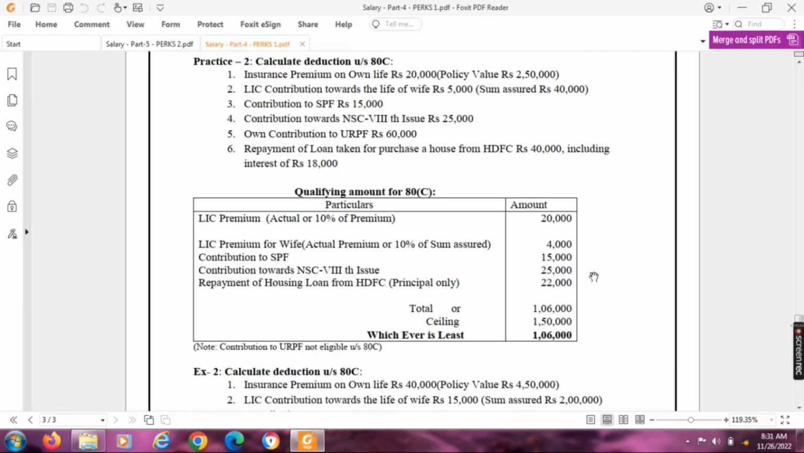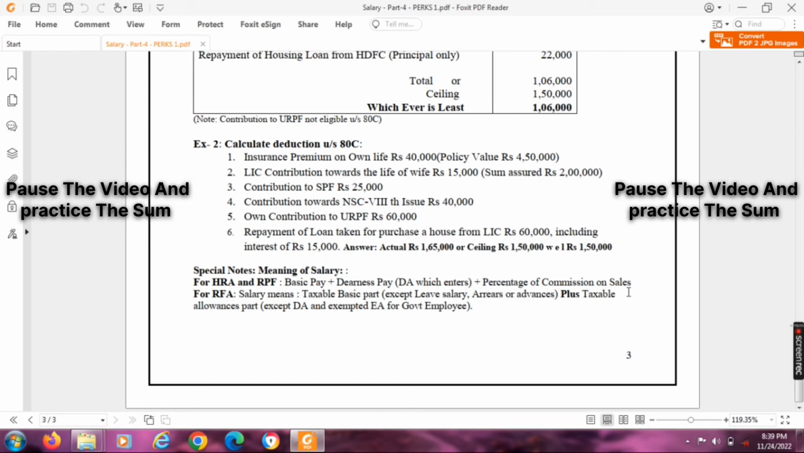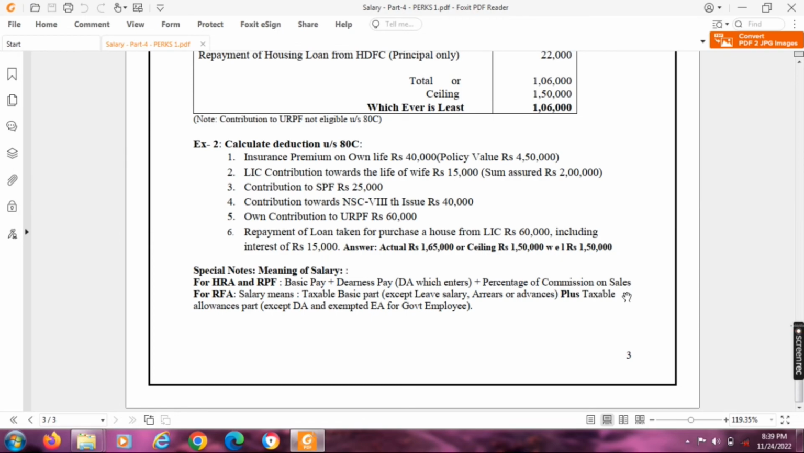Note, contribution to unrecognized provident fund is not eligible under section 80C. In the same pattern, you can practice exercise 2. Special notes. Meaning of salary. It is an important concept in salary. For HRA and RPF, basic pay plus dearness pay, DA which is called dearness pay, plus percentage of commission on sales. Only these items constitute the meaning of salary for claiming exemptions or any calculations for HRA and RPF.